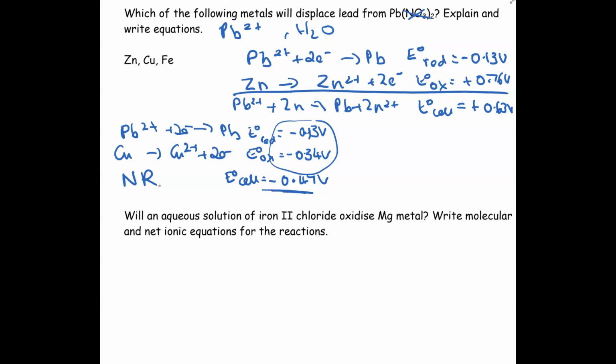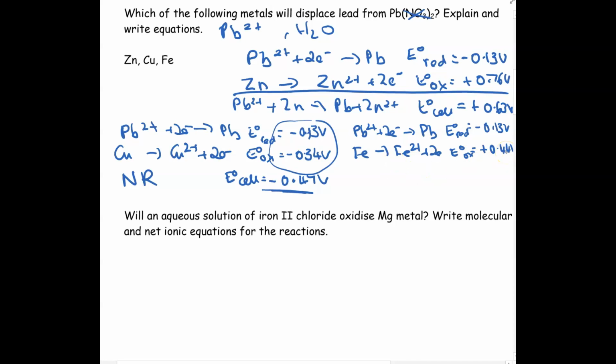Let's try the final example. So we've got lead ions plus 2 electrons goes to lead. E0 for reduction is equal to negative 0.13 volts. Using your finger, start at the bottom and move upwards on the right hand side until you encounter iron, and we find that iron goes to iron 2 plus 2 electrons. E0 for oxidation is equal to positive 0.44 volts.